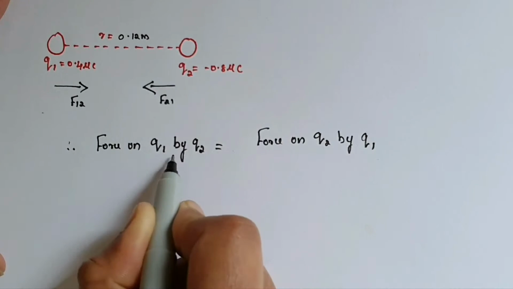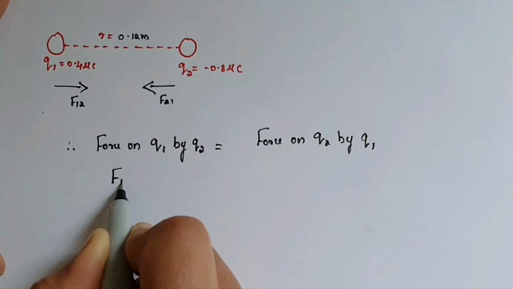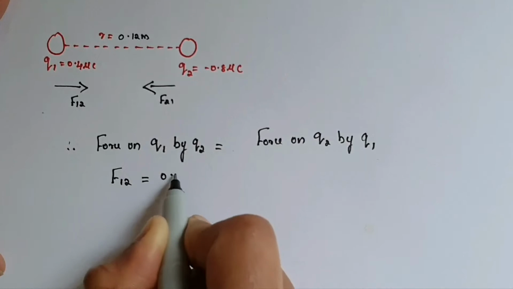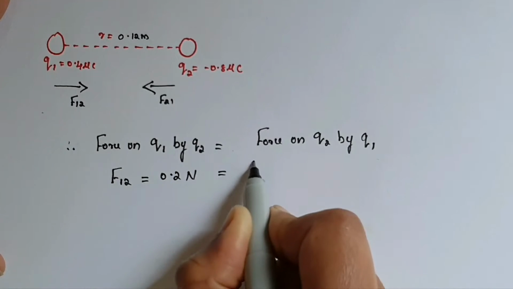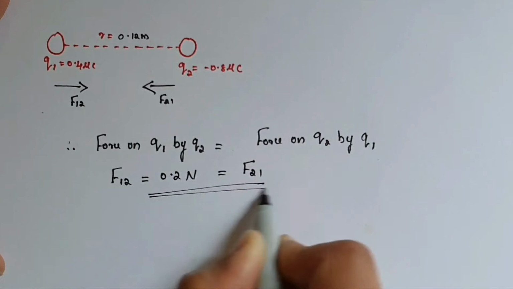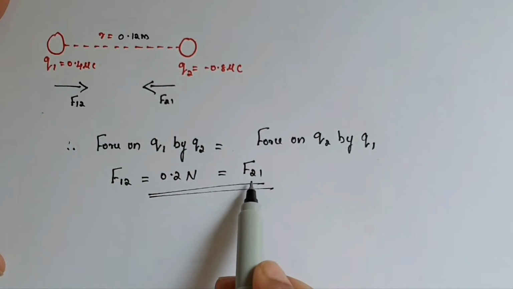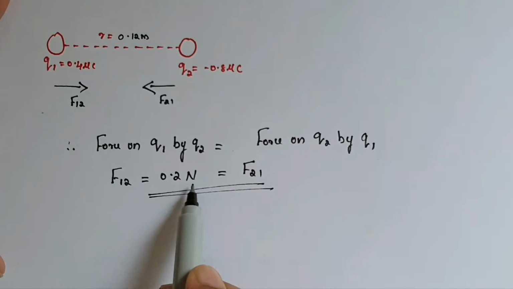Now, what is force on Q1 by Q2? That is F12. It is given 0.2 Newton. This is equal to force on Q2 by Q1, F21. Therefore, the force on second sphere due to the first one is equal to 0.2 Newton.